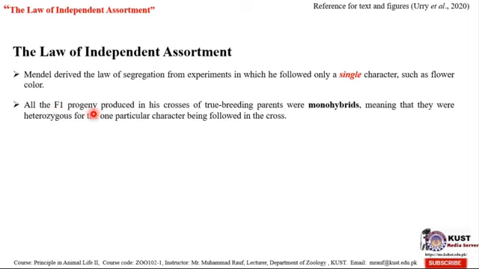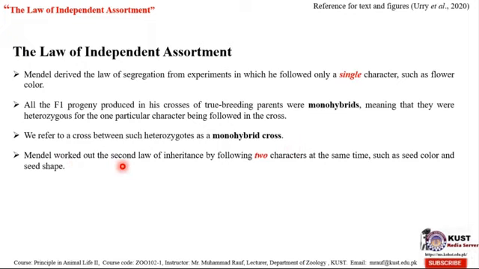All the F1 progeny, the F1 hybrids that were produced as a result of these crosses of true breeding parents, were monohybrids, that is, they were differing only in one particular character which was under observation in the cross. We refer to a cross between such heterozygotes which are differing only in a single character as a monohybrid cross.